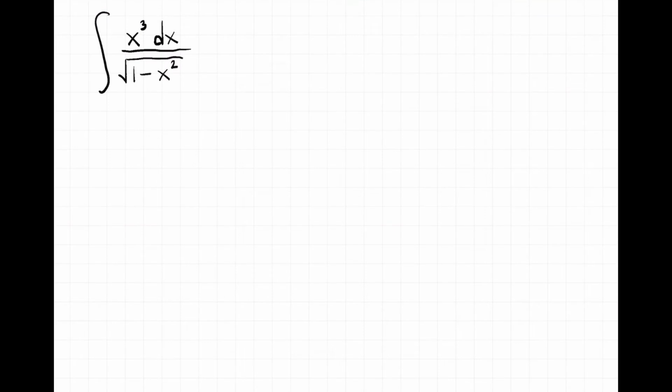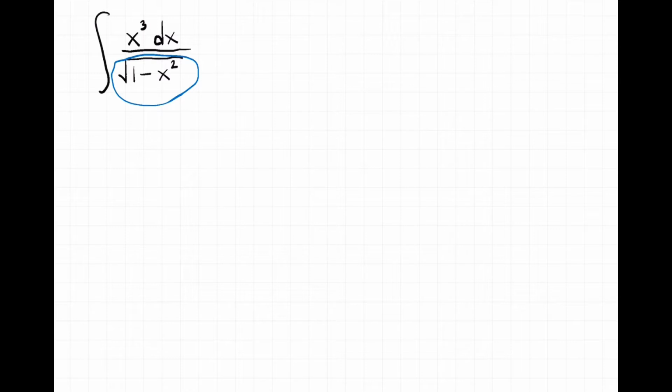Here's an example of using trigonometric substitution to solve an integral. This is a technique that's good for solving integrals of certain kinds of algebraic functions that include an expression like this, the square root of 1 minus x squared, as part of the integral.